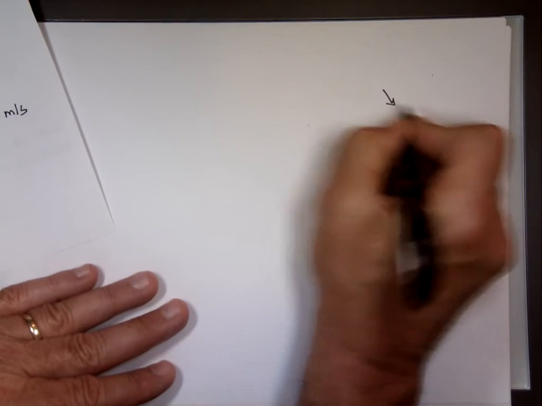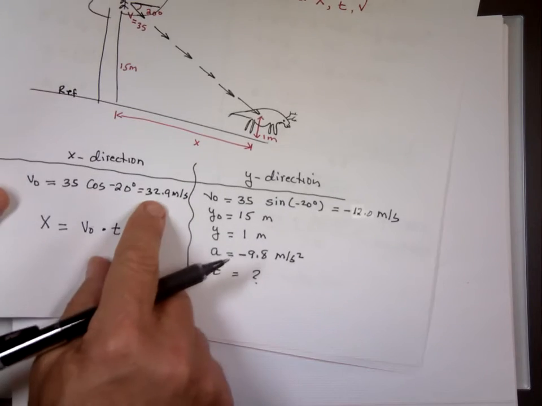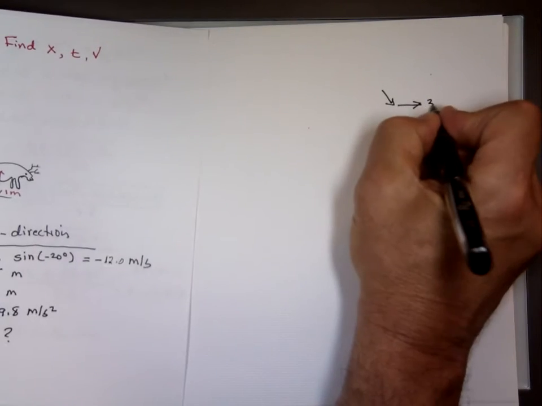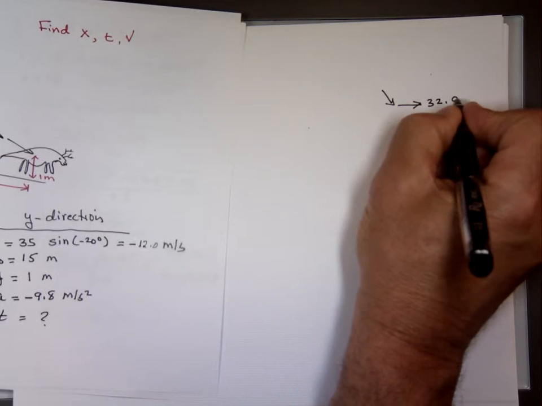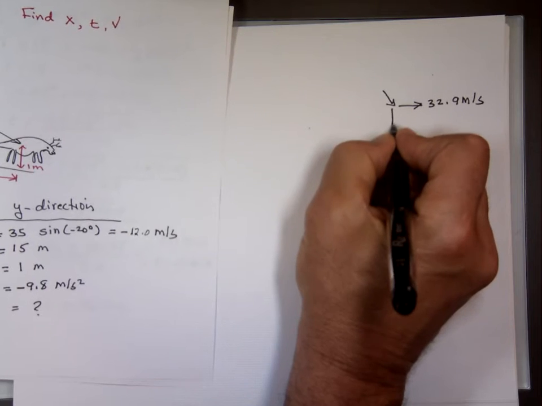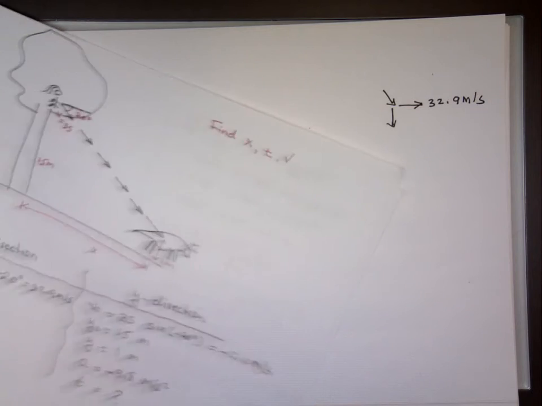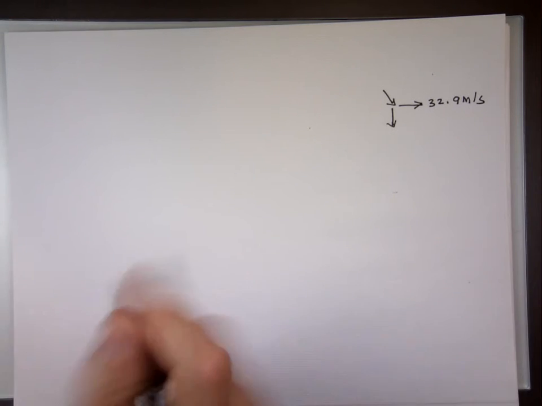So here's the arrow. I know the velocity in this direction stayed the same. In the x direction, that velocity is constant, 32.9 meters per second. So let's find the velocity in the y direction. Again, it should be negative because you're shooting down. That velocity in the y direction. Let's see if we can get that.